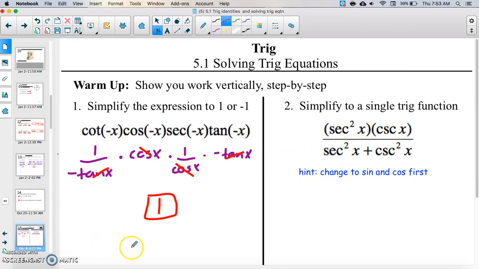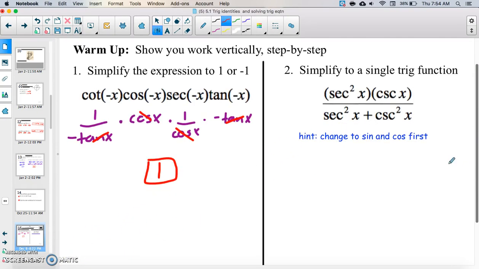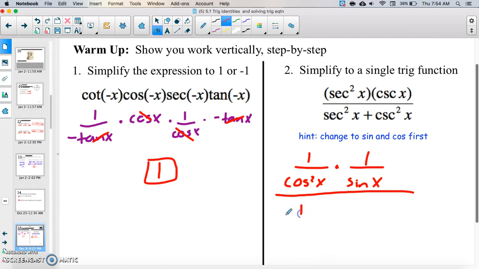For the next one, what I like to do is get things in terms of sine and cosine if possible. So I'm just going to start with that. So secant I'm going to rewrite as 1 over cosine squared. And my cosecant I can write as 1 over sine. And then on my denominator, I've got 1 over cosine squared x and 1 over sine squared x.